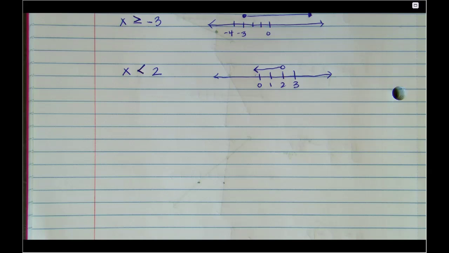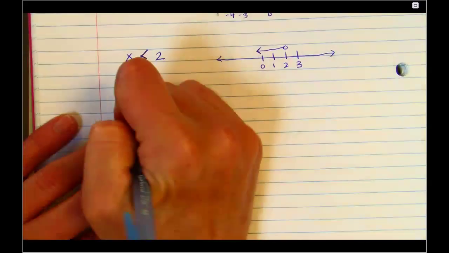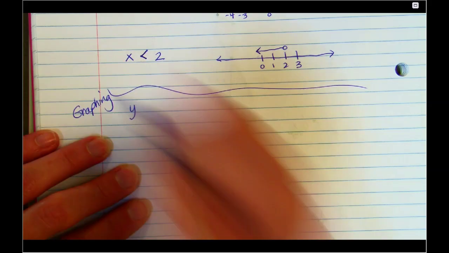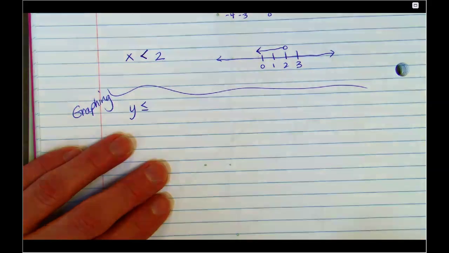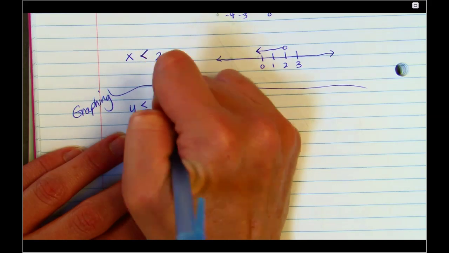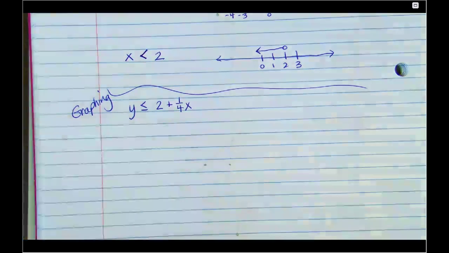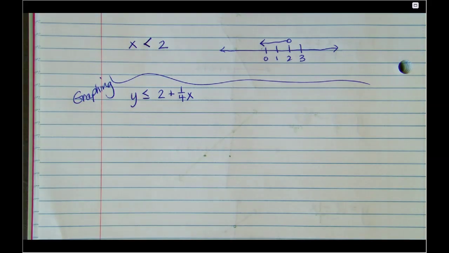So when we put that together, it looks like this. You're gonna be graphing, and that's all you have to do. There's no solving, okay? It's graphing. Let's say y is less than or equal to 2 plus 1/4 x.